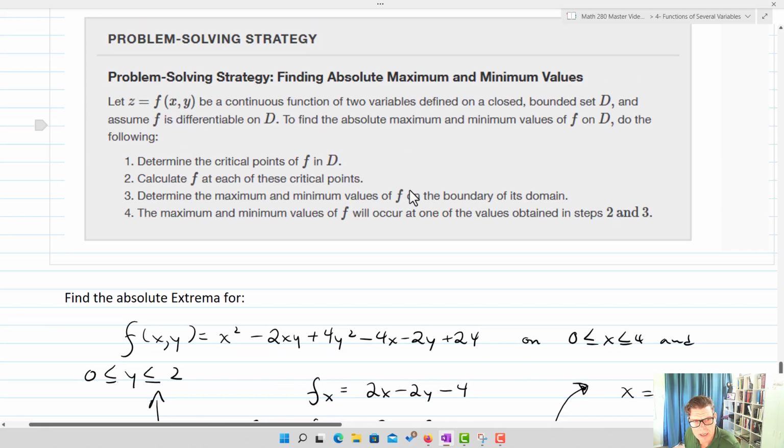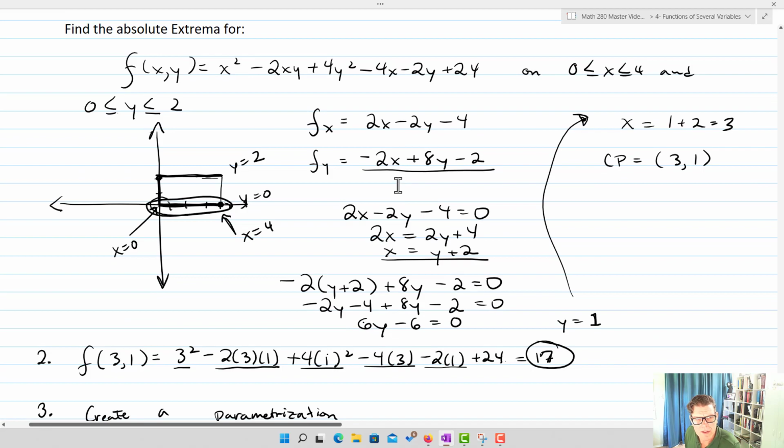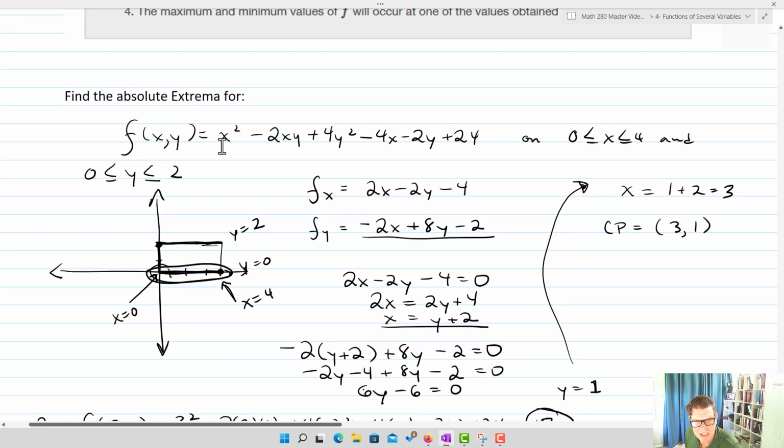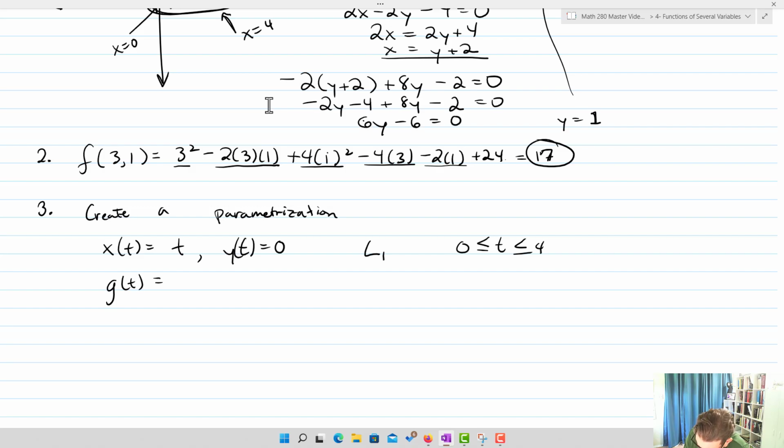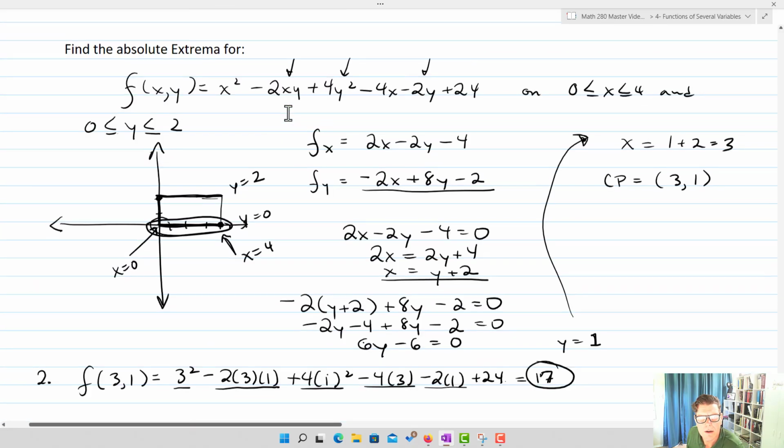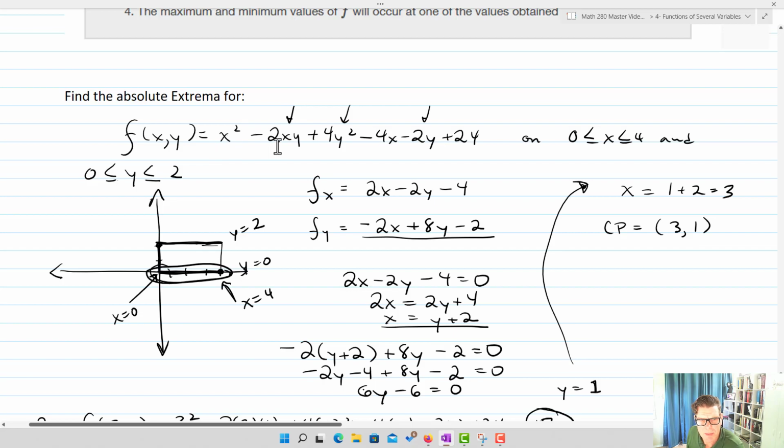So now I'm going to say, okay, if y is 0, this is going to give me x squared minus 4x plus 24, right? Because y is 0, so these three zero out. So I get that g of t, call it that parameterization, is going to be t squared minus 4t plus 24. Okay, t squared minus 4t plus 24.